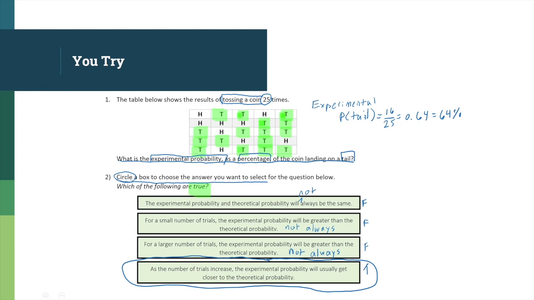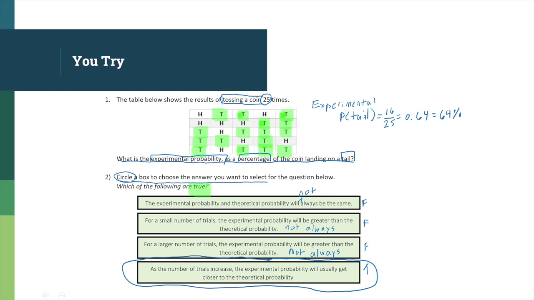Okay, so for our practice problem, number 1 says we have a table that shows the result of tossing a coin 25 times. And the result gives us heads or tails. And the question is, what is the experimental probability as a percentage of the coin landing on a tail? And so what we had to do was highlight the number of tails. And how many did you have on your paper? 16, that is correct. Because we highlighted the number of tails, you might have circled it, and then you actually counted the number of tails.